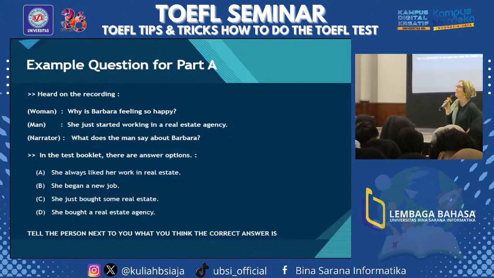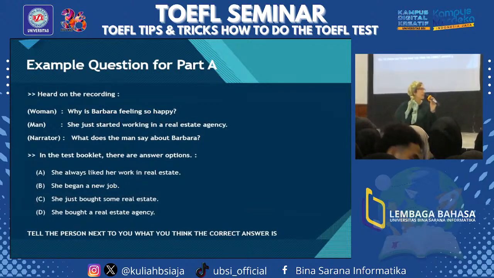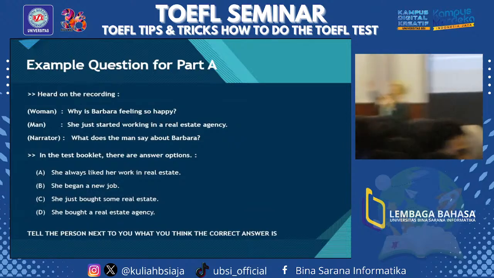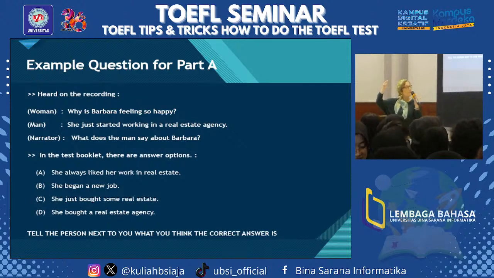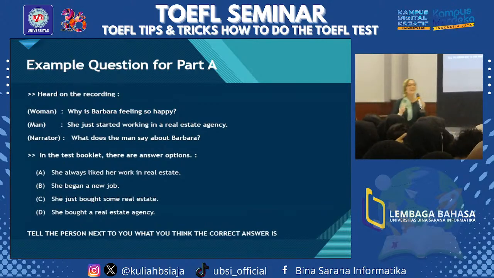Okay? Now, what you see in your booklet are these options. A, she always liked her work in real estate. B, she began a new job. C, she bought some real estate. D, she bought a real estate agency. Based on the dialogue, what do we know? Which one? A, B, C, or D? B, very good. What we know is B. I'm so glad you got it right. Okay, next slide, please.